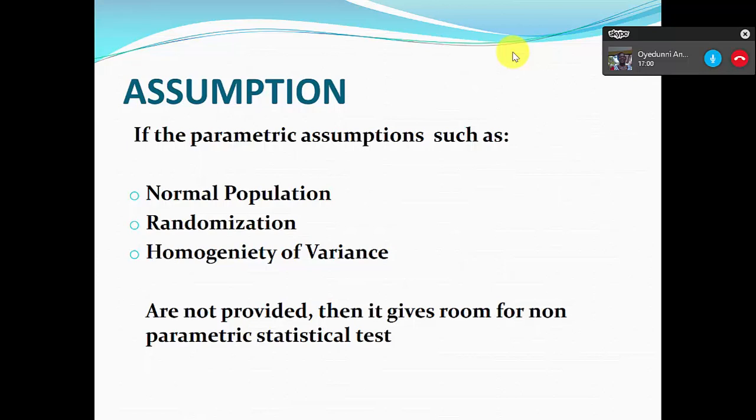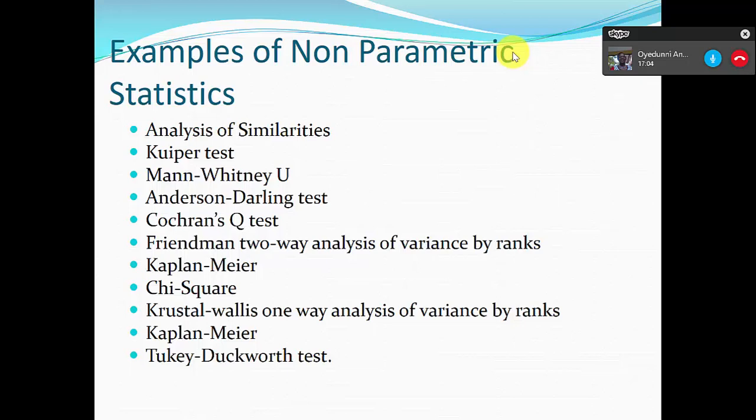Yes, parametric statistics, like... Yes, we are waiting for you. Slide 5 now.